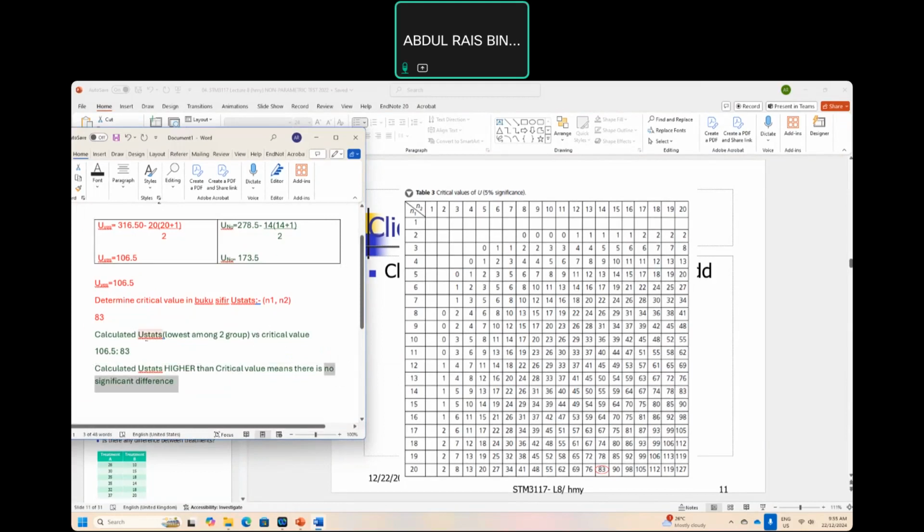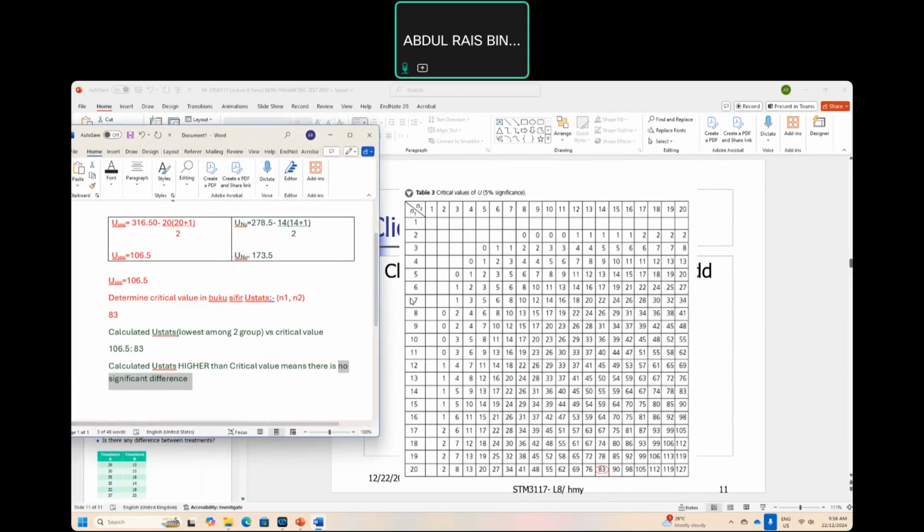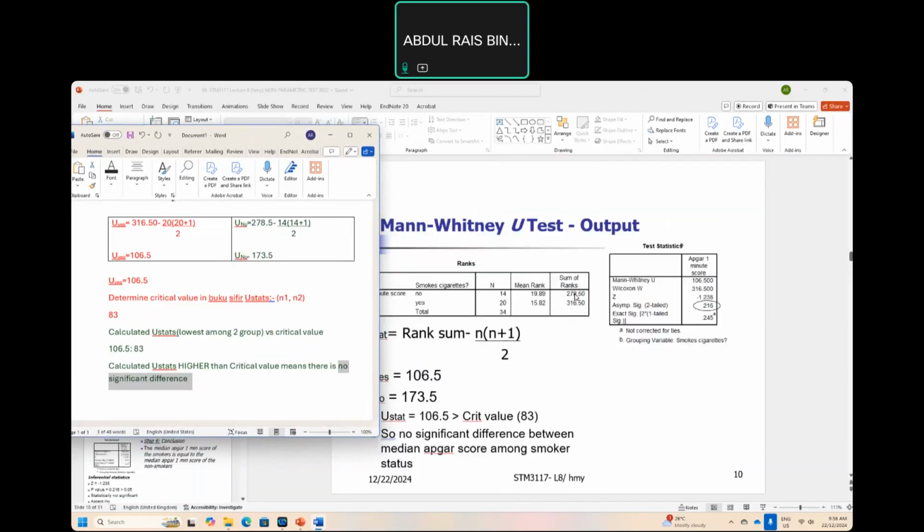Okay, if the calculated U test, I repeat, if the calculated U test is higher than the critical value, there is no significant difference. The only instance where there is a significant difference is if the U stat is lower than the critical value. Only then can you conclude that there is a significant difference. Okay. All right. So this is a simple calculation because we already got the sum of rank value.